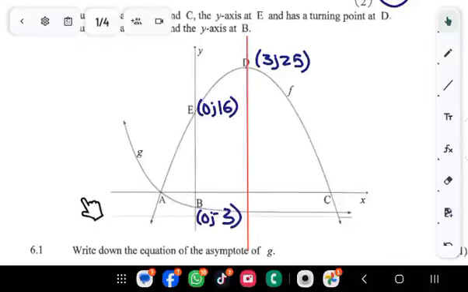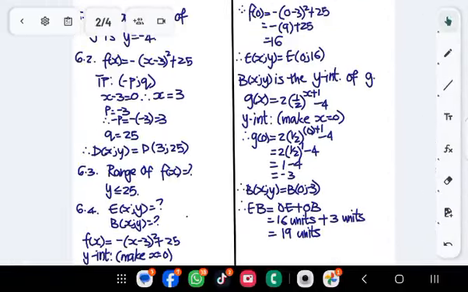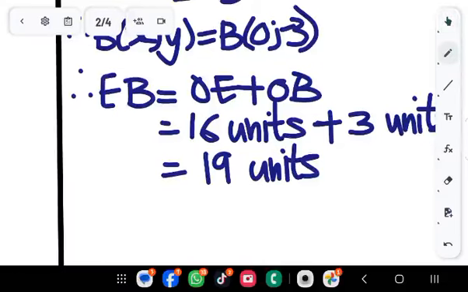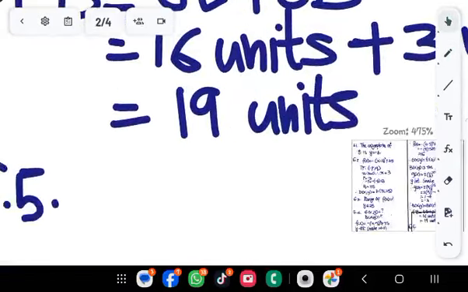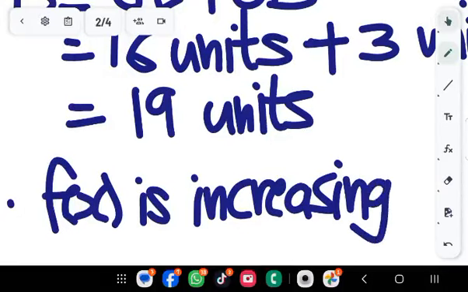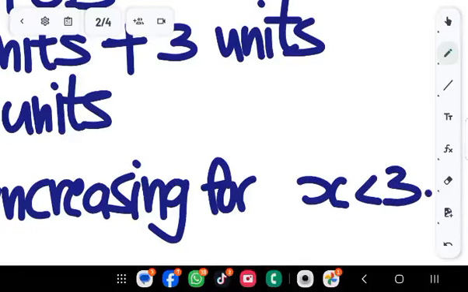Now, when is this f increasing? F is increasing when x goes from negative infinity to the x-coordinate of the turning point D, which is 3. Therefore, your answer will be x is less than 3. So 6.5: f of x is increasing for x is less than or equal to 3. You can say less than 3, that's also fine, because strictly at 3 it's neither increasing nor decreasing. So usually they accept both. That will be acceptable.